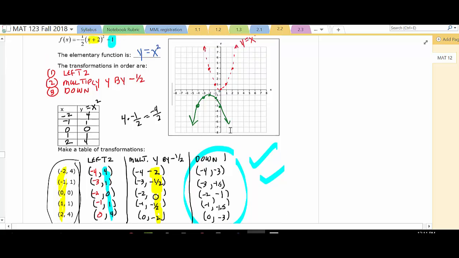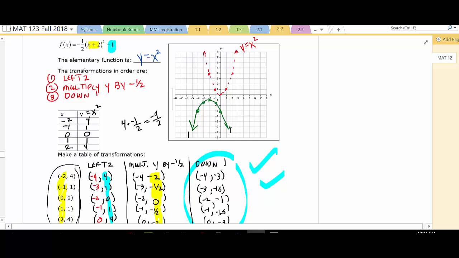Oh yeah, the elementary function is just y equals x squared. Okay, and that's because you have something squared. If you had a square root, the elementary function would be y equals square root of x. So if you look back in the notes, I think there's 7 elementary functions. They're in there.